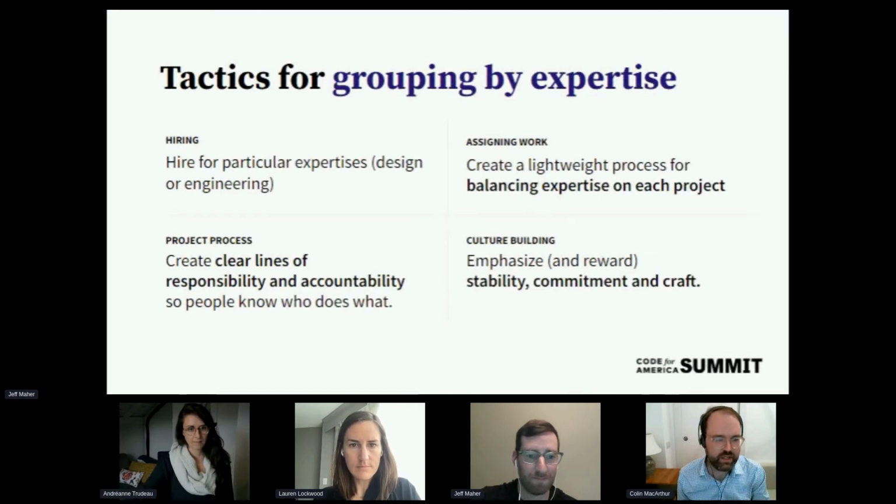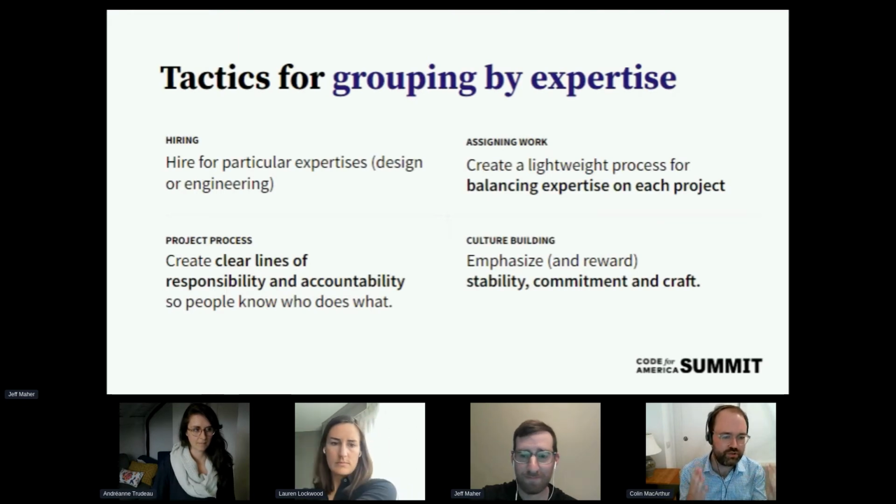And finally, from a culture perspective, if you want to be grouping by expertise, you really want to reward people who focus on their craft. You want to celebrate people who are really trying to become better designers or better researchers and so on. And focusing on that often emphasizes stability and commitment in the long term.